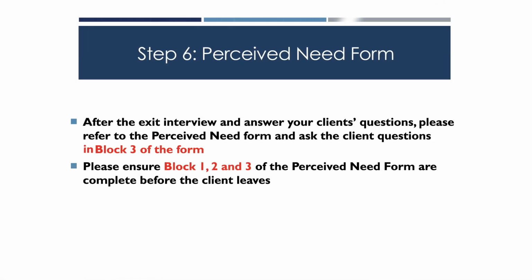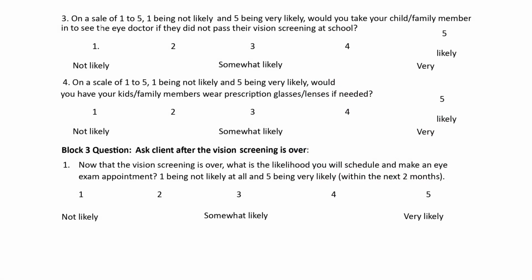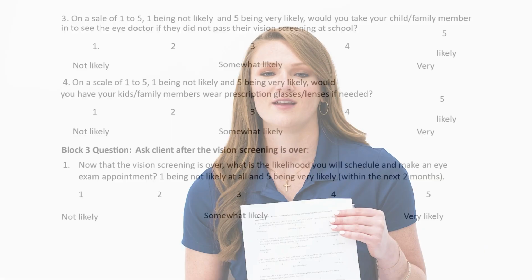The last step of the vision screening process is having the client answer question 1 on block 3 of the perceived need form. Block 1 and 2 were all based on their thoughts of vision health before this vision screening happened, and now we can see if they have a different perspective on vision health after going through this process and having the conversation with you. They just need to rate 1 through 5 on where they stand on the question. Once question 1 on block 3 is answered, the adult vision screening is complete.